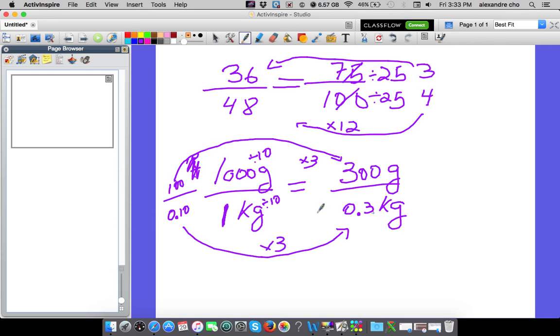Okay. Basically, I'm dividing it by 1,000. 300 grams by 1,000. Another way of looking at it is dividing 300 grams by 1,000. Okay. Let's see.